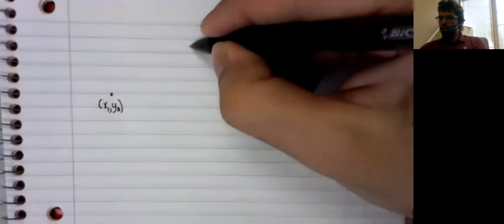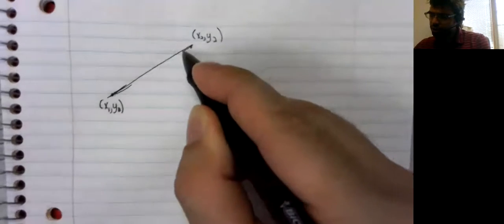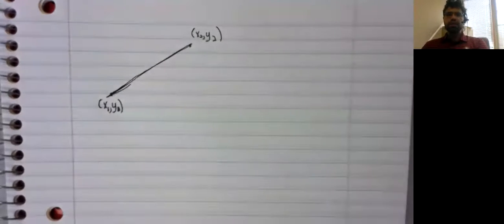So suppose we have 2 points on the plane. Call them x1, y1 and x2, y2. And you want to find the distance between these points. We have a formula for doing so, the distance formula.